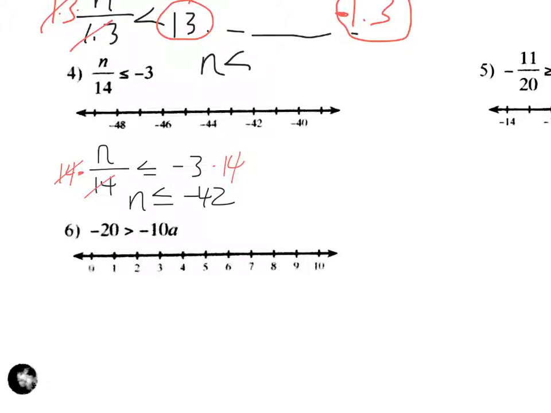So I go to negative 42. I put a closed circle. Since my inequality symbol points to the left, since my variable's on the left, then I shade to the left, and then I put an arrow on the end.